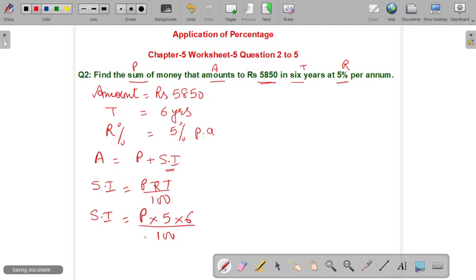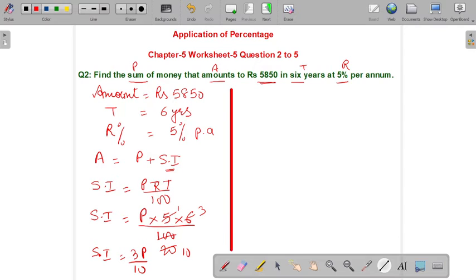So this is the principal, and if you want you can cancel the terms here, so it goes with 3. So the simple interest we are getting it as 3p upon 10. This is the simple interest which is given in the form of P. Now we have to find out the principal by using this formula. The amount is given as principal plus simple interest.